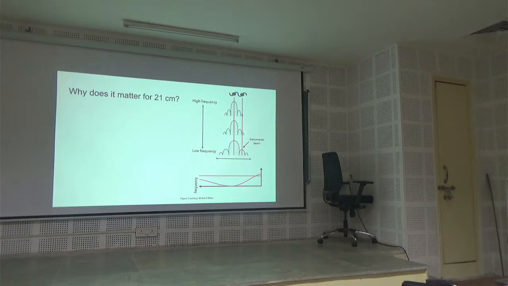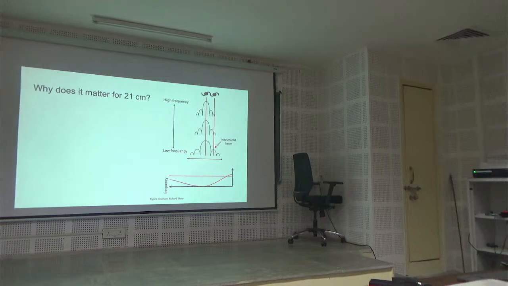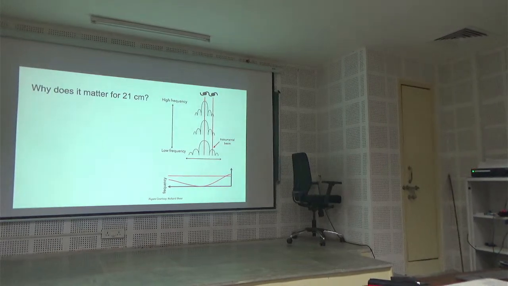So this beam is very typical for a dish. Till now I had only talked about dipoles. Dipoles have a sine squared theta beam. When you go to dishes, you have a main lobe, which is this, but then your response doesn't die out completely. You start seeing grating lobes, which are basically these side lobes. So this is very typical for a dish antenna, for example.